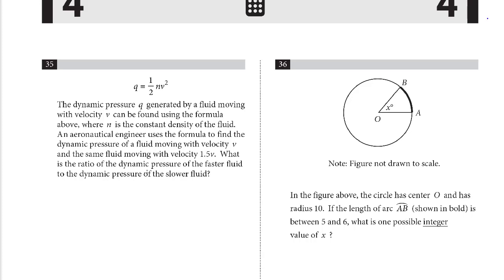Number 35, Q equals 1/2 NV squared. The dynamic pressure Q equals 1/2 NV squared. V is the velocity, N is a constant, some density of the fluid. Okay. What do we want to know?